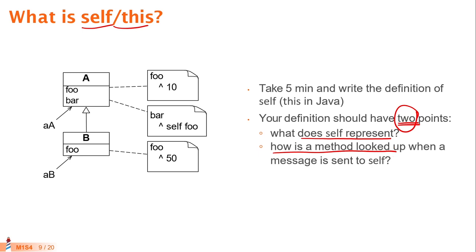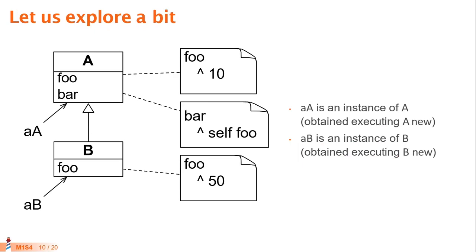Now, before the correct definition, I will propose some little exercises. First, a convention that we use in this MOOC: when we write a lowercase a, this is an instance of A. So in Pharo, we write a equals A new. If you are in Java, you write a equals new A. So we have this setup where a is an instance of the class A, and b is an instance of the class B.